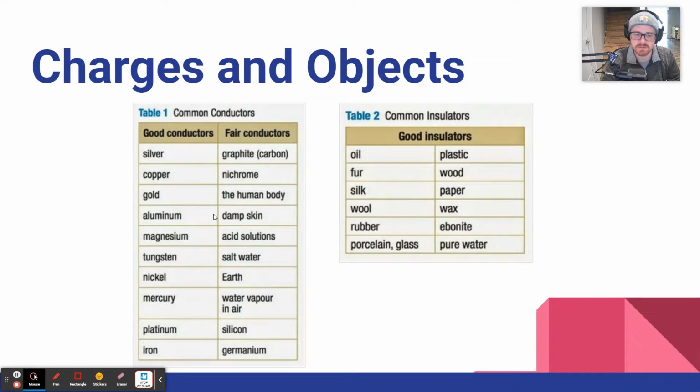Here's a decent list of good conductors and fair conductors versus good insulators. Now you're probably wondering, Mr. Sheeline, why is there not a list of bad conductors, and why is there no list of bad insulators? Well, it's because good conductors are bad insulators, and bad conductors are great insulators. Good insulators are bad conductors. You don't want to use oil, fur, silk, or wool to transfer electrical energy through itself, because it really won't do it.